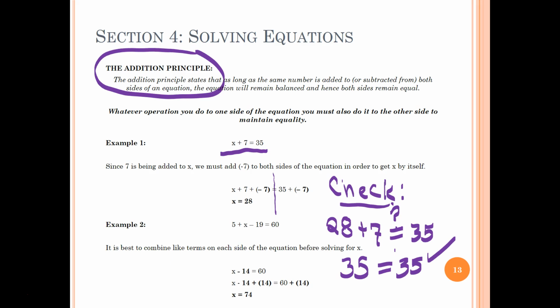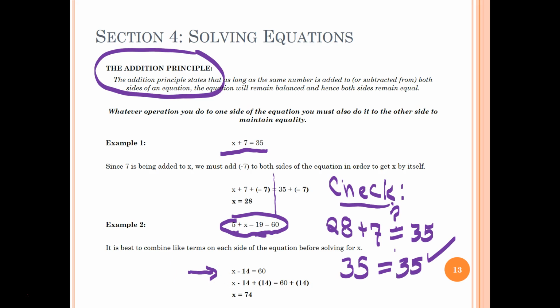Now, looking at example 2, if we have 5 plus x minus 19 equals 60, what we can keep in mind, and why we cared about doing this in the first place, is combining like terms. If you notice, 5 and negative 19 are like terms, and 5 minus 19 is negative 14. So this same equation can be expressed more concisely as x minus 14 equals 60.